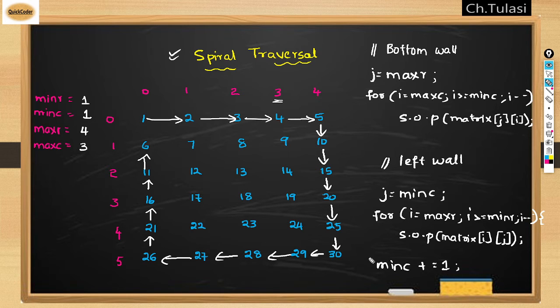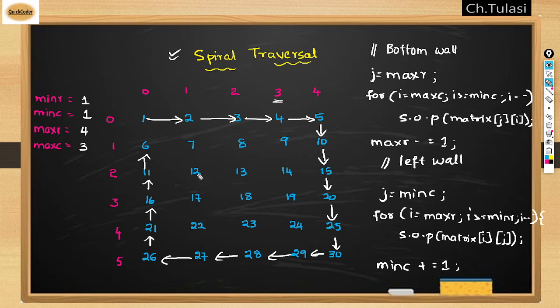That's it about all the things here. Okay, sorry, I forgot to write here. What we have decreased here: max row minus equal to 1. Okay, so this is about the spiral traversal.